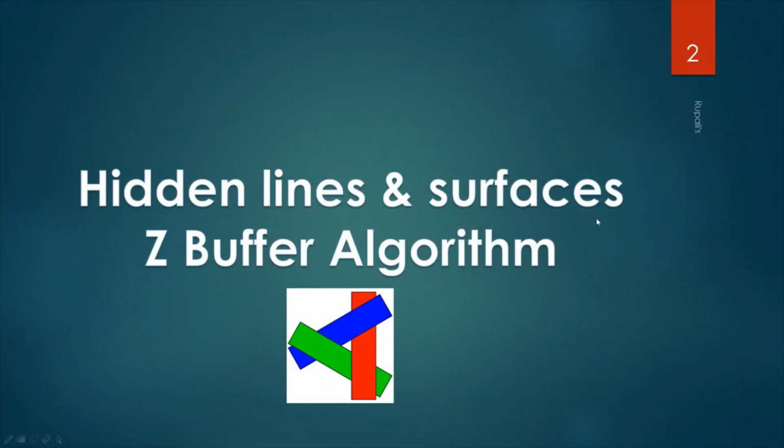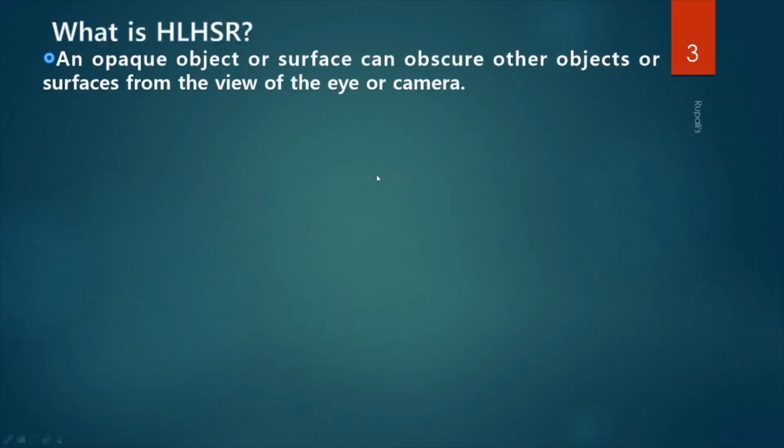Today we will learn the hidden line and hidden surfaces chapter. Today we will learn one of the popular algorithms of the hidden line, hidden surface chapter. It is the Z-buffer algorithm. So what is hidden line, hidden surface removal? In short, it is HLHSR.